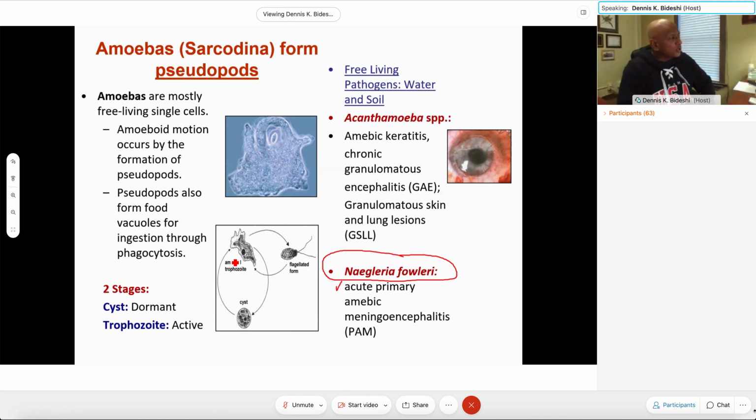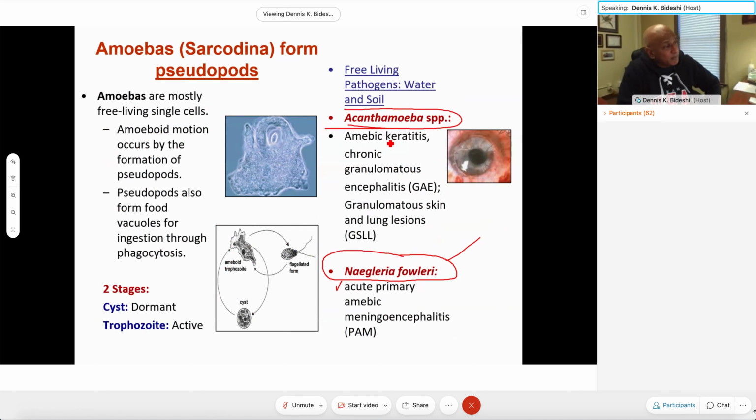All right. So again, it causes a primary disease. It doesn't go to the intestinal tract. It goes straight to the brain, typically from the nasal passages. So again, this is a really nasty one. There's another species that doesn't cause much of a problem. Let me rephrase. Any infection is a problem, but it's not as nasty as Naegleria fowleri.